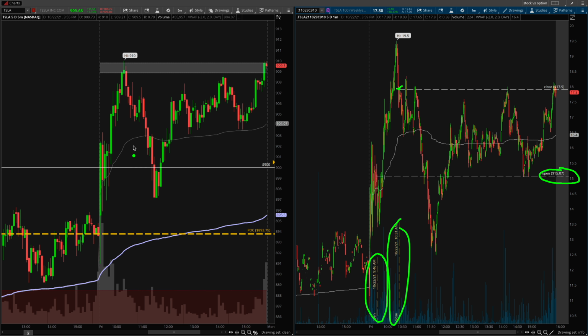up here. So let's take a look at how Tesla moved. It went from here, it hit the target, and then it pulled in. As soon as it pulled in, this is where I essentially closed the trade. I waited 1 minute after just to see if it would go a little bit higher.